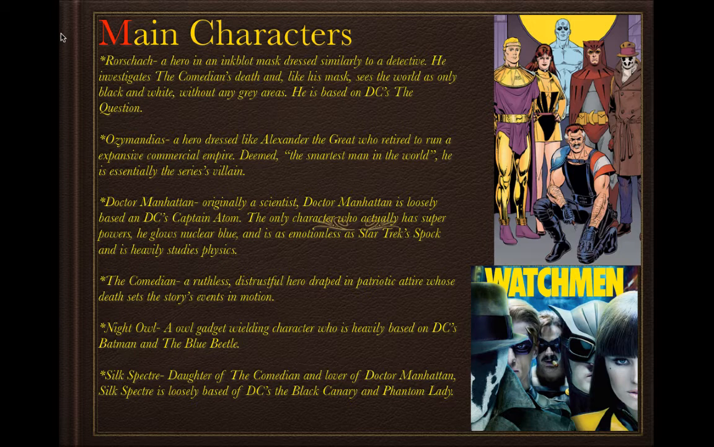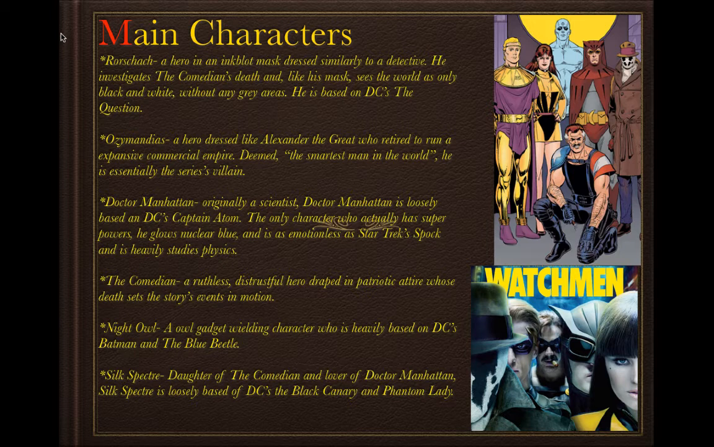Dr. Manhattan was originally a scientist, however, due to a nuclear accident, he lost his emotions and gained supernatural powers, such as the ability to explode people, to change his size, and even create matter from thin air. Loosely based on DC's Captain Atom, he is again the only character who has superpowers. He glows a nuclear blue and is as emotionless as Star Trek's Spock. Despite being able to see the past, the future, and everything in the present all at once, he still for some reason finds a need to study physics.